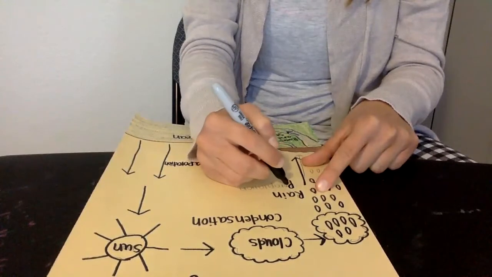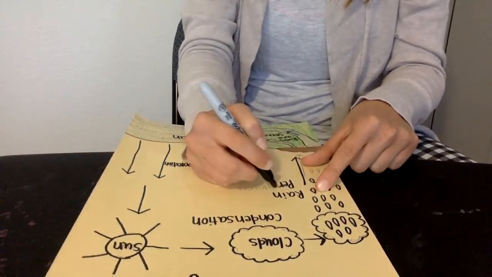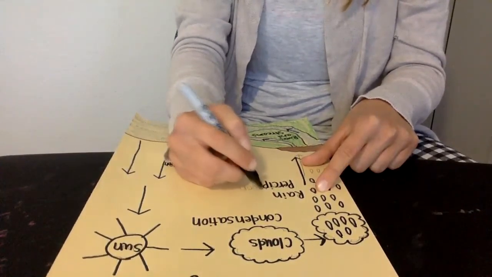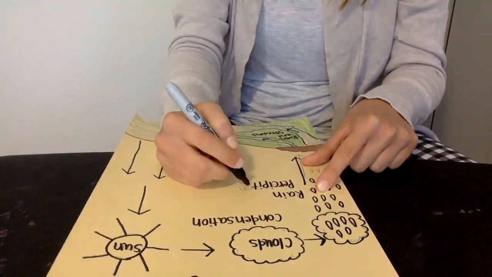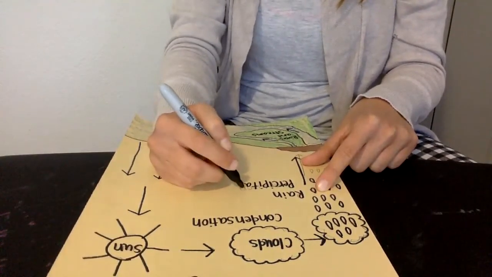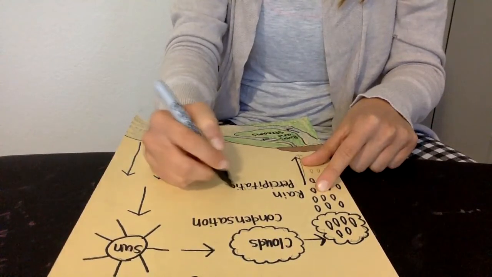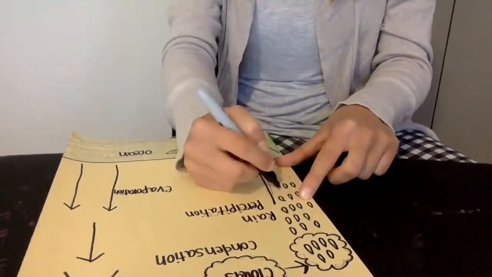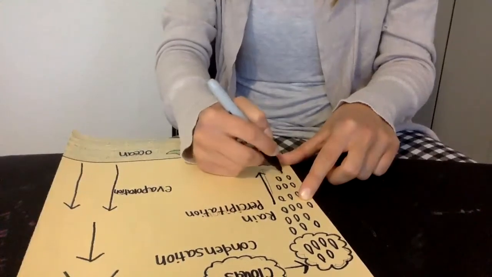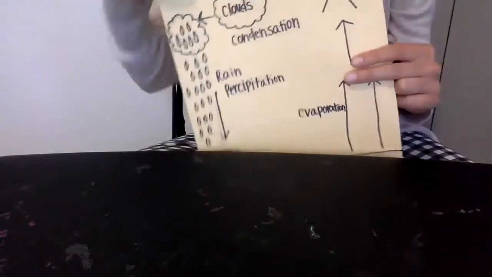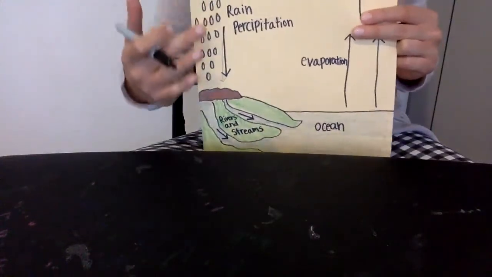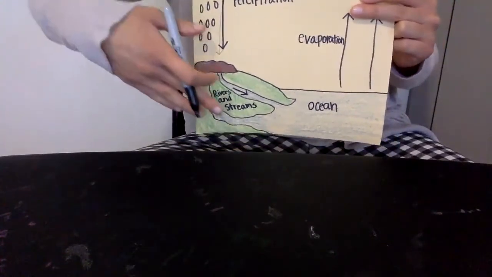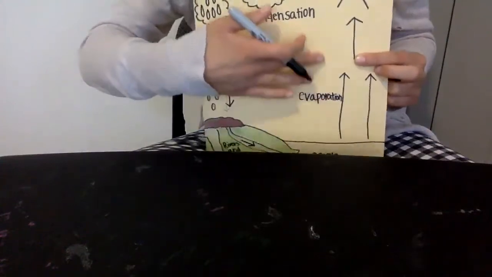P, E, R, C, I, P, I, T, A, shun. That's the T-I-O-N. Precipitation. So I'm going to finish drawing my raindrops all the way down. And this shows as the cloud is precipitating rain or dropping rain down to the earth, it goes all the way back down into the earth where it then falls into rivers and streams. And it is moved through the rivers and streams to the ocean, and the process starts all over again.